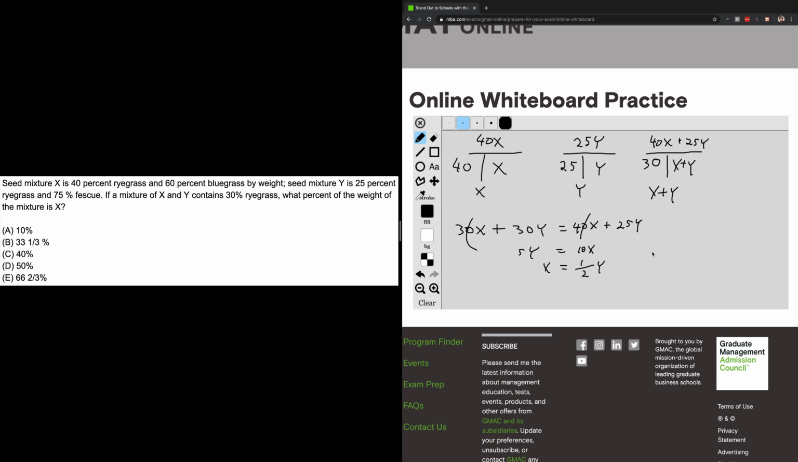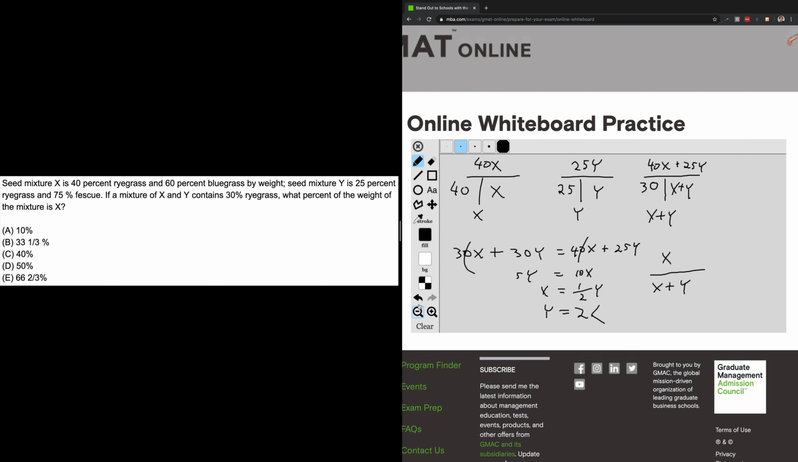And we're wondering what x is of the total, so we're wondering what this is. And we can just plug in either x for y or y for x. Either way, it doesn't really matter. Maybe it's easier to do it this way, that y equals 2x. So you just plug that in, and then you get this. And that's the same 1/3 that we got with the balance beam.